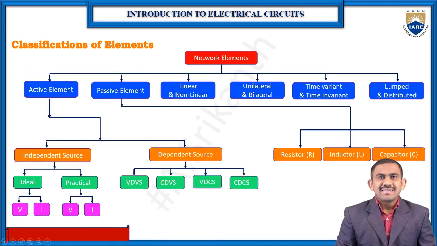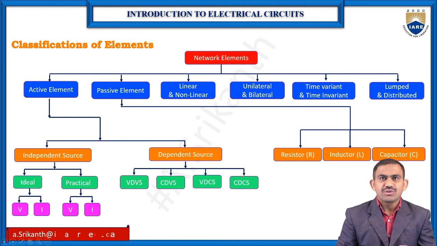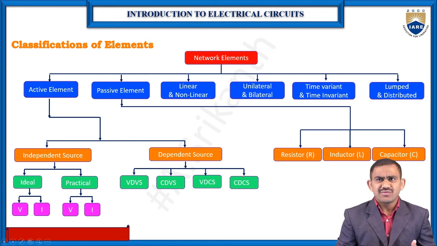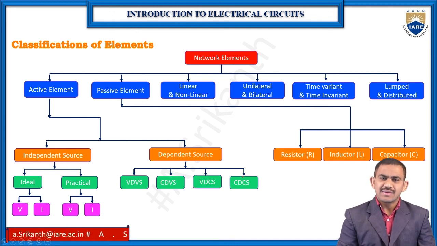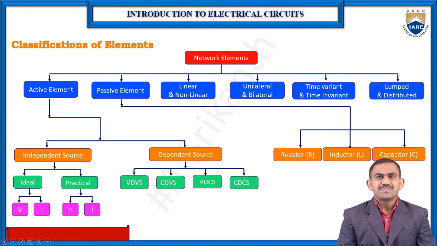So this is about the classification of elements. We have different types of elements: active, passive, linear, non-linear, time variant and time invariant, unilateral, bilateral, as well as lumped and distributed. So this is about the classification of elements.